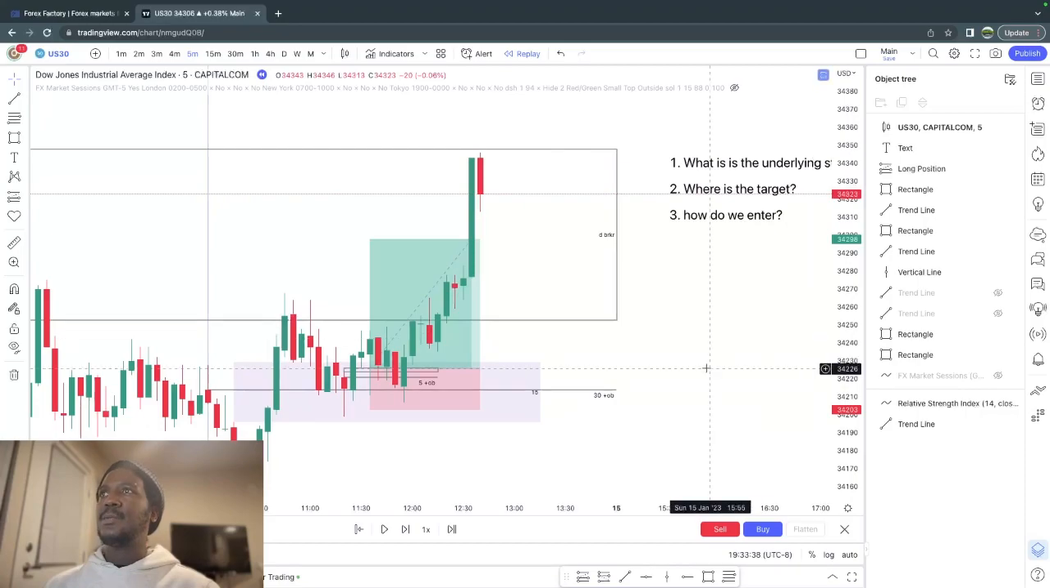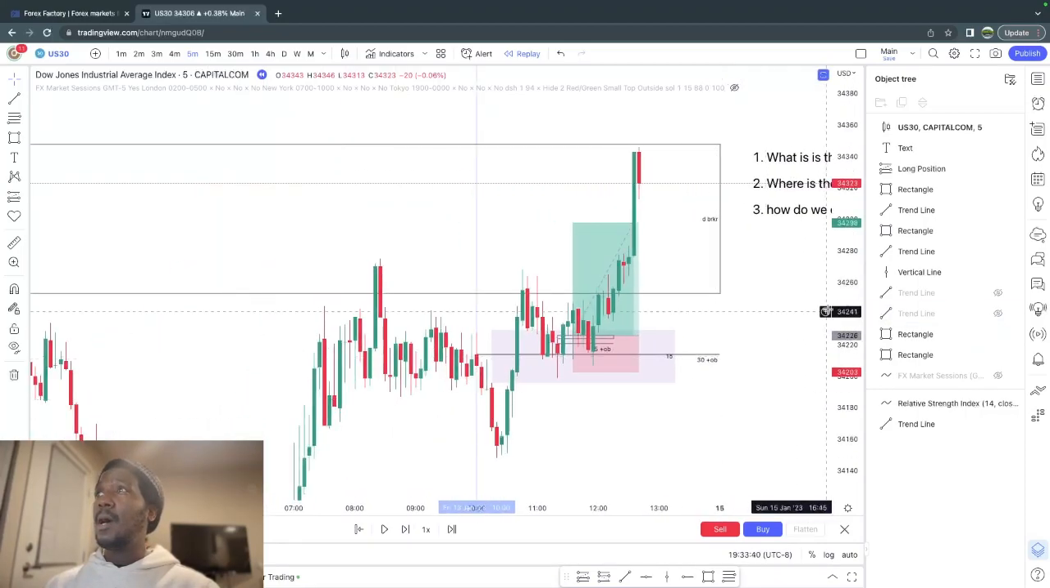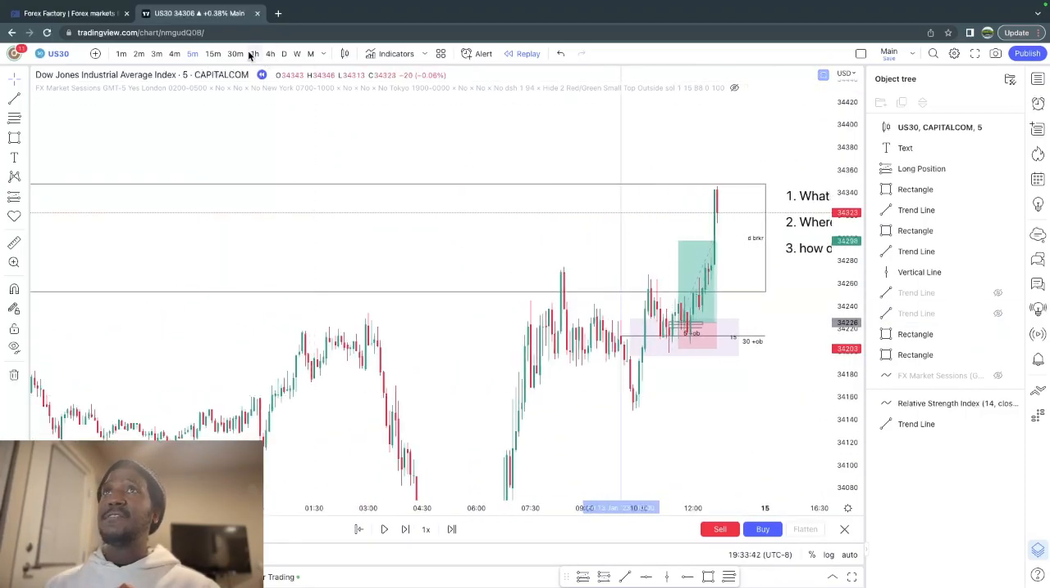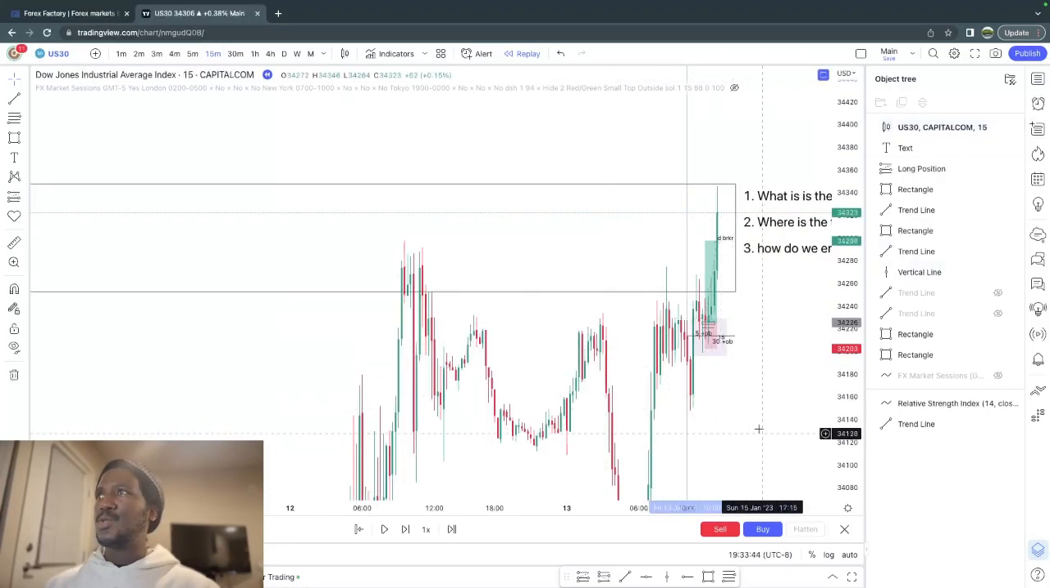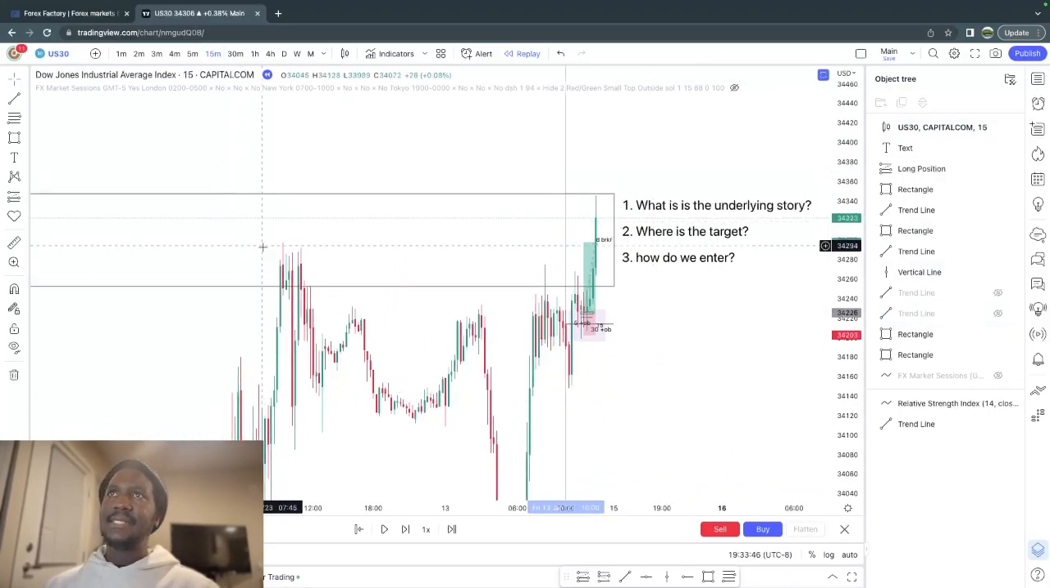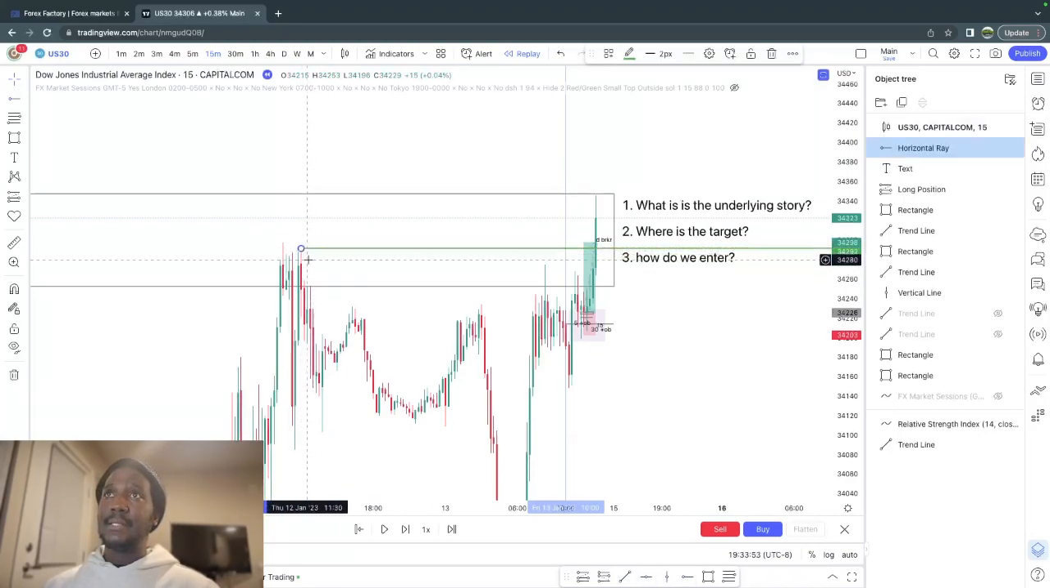I'm sorry about that. So my targets were the previous, on the 15-minute time frame, I saw all these highs right here, right? And I put that line right there. That was my initial target, because then I was thinking the market has to come up here.